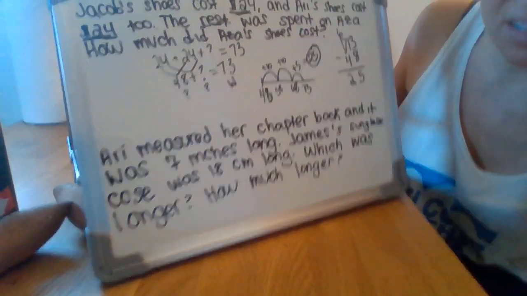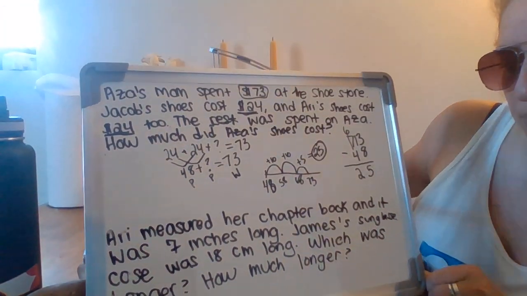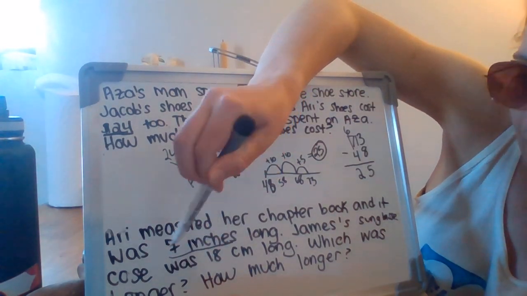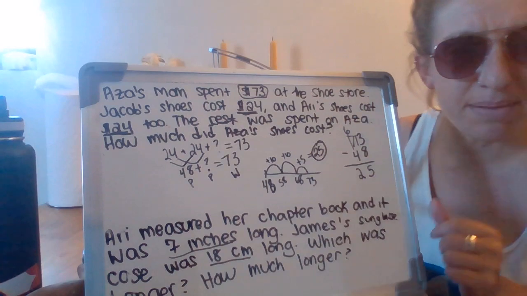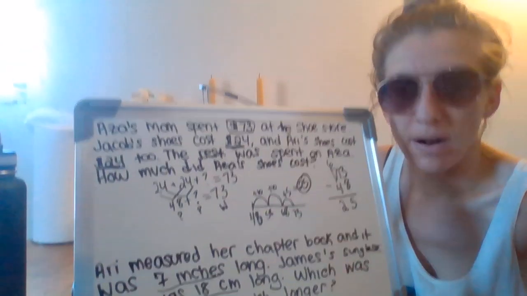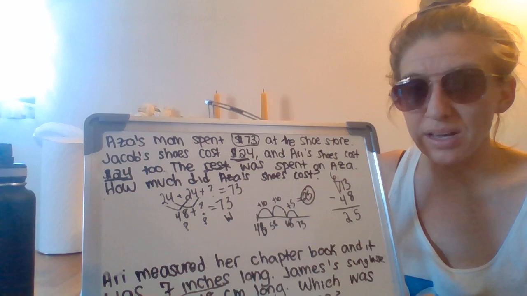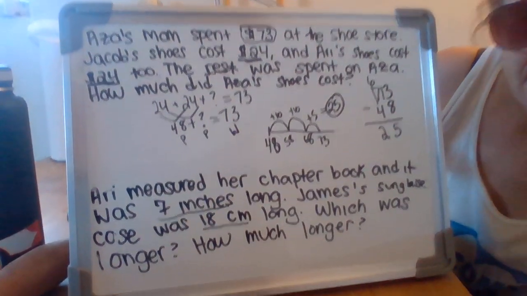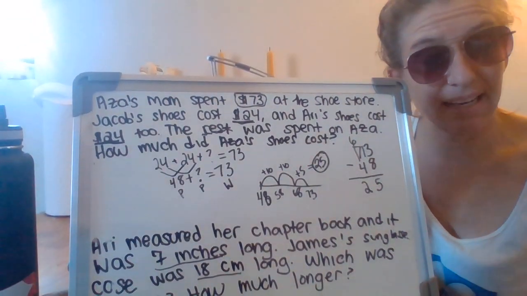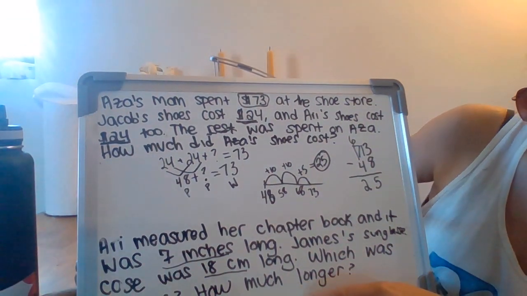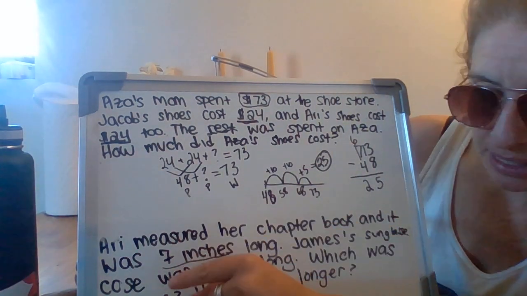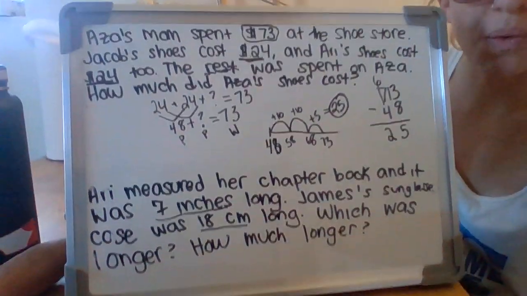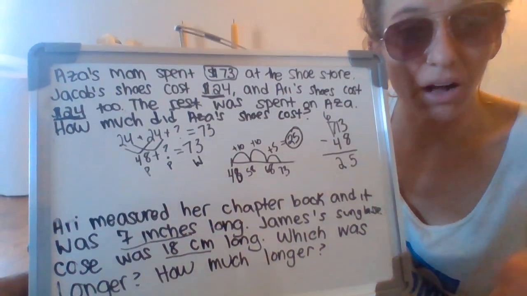Okay, so when I started looking at this problem, I was like, uh-oh, something doesn't seem right. When Ari measured her chapter book, it was 7 inches long, and James's case was 18 centimeters long. Now I know that centimeters and inches aren't that different in size, but are they the same unit? No, they're both little units, but they're a little bit different. Can I do just 18 minus 7 to figure out which one is longer? No, because Ari measured in inches and James measured in centimeters. So I cannot just subtract to figure out whose was longer.